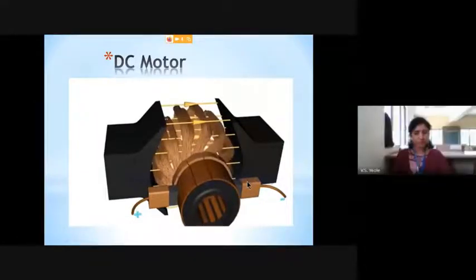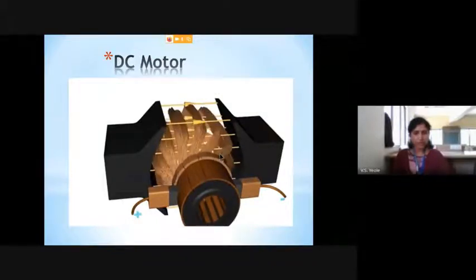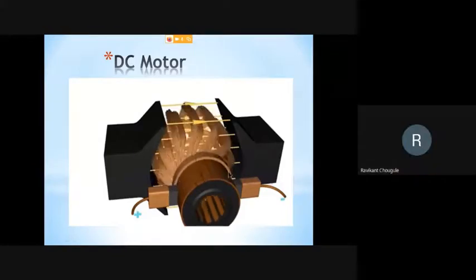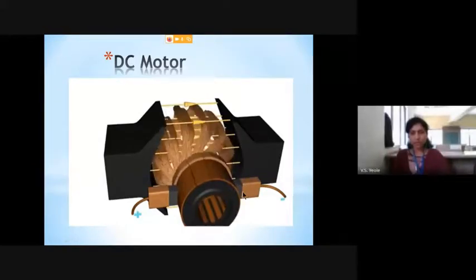So again, we will start from here. This commutator is connected with the brush.